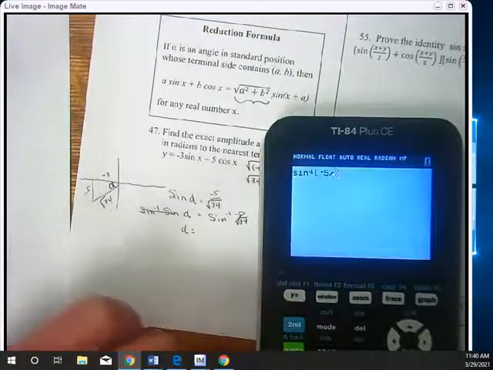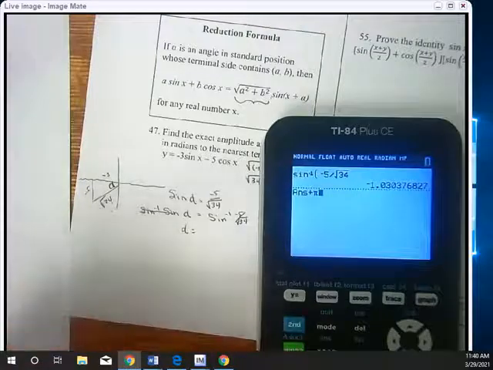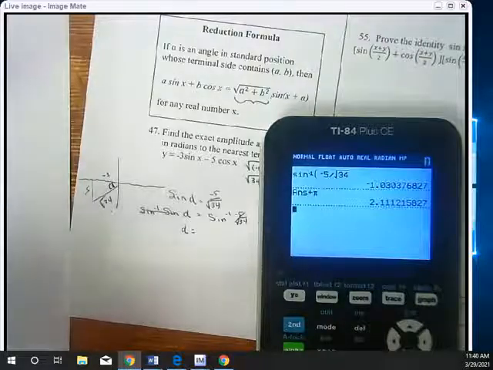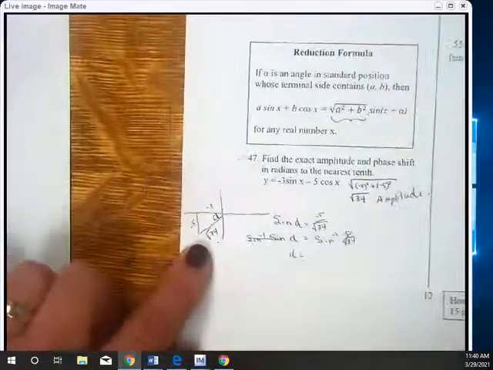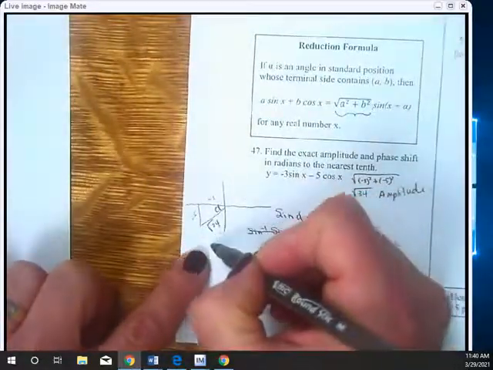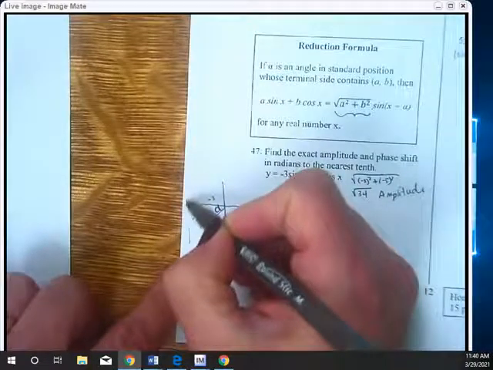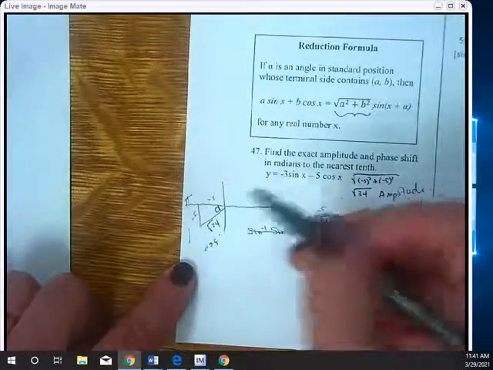The square root of 34. Let me put that back in there. And I need to add pi. So, are you good? Why did you add pi? Because we're in the third quadrant. If I were down here at 225 degrees, I would have to take it back to 180 degrees. Because we are in radians, we're going to do pi.